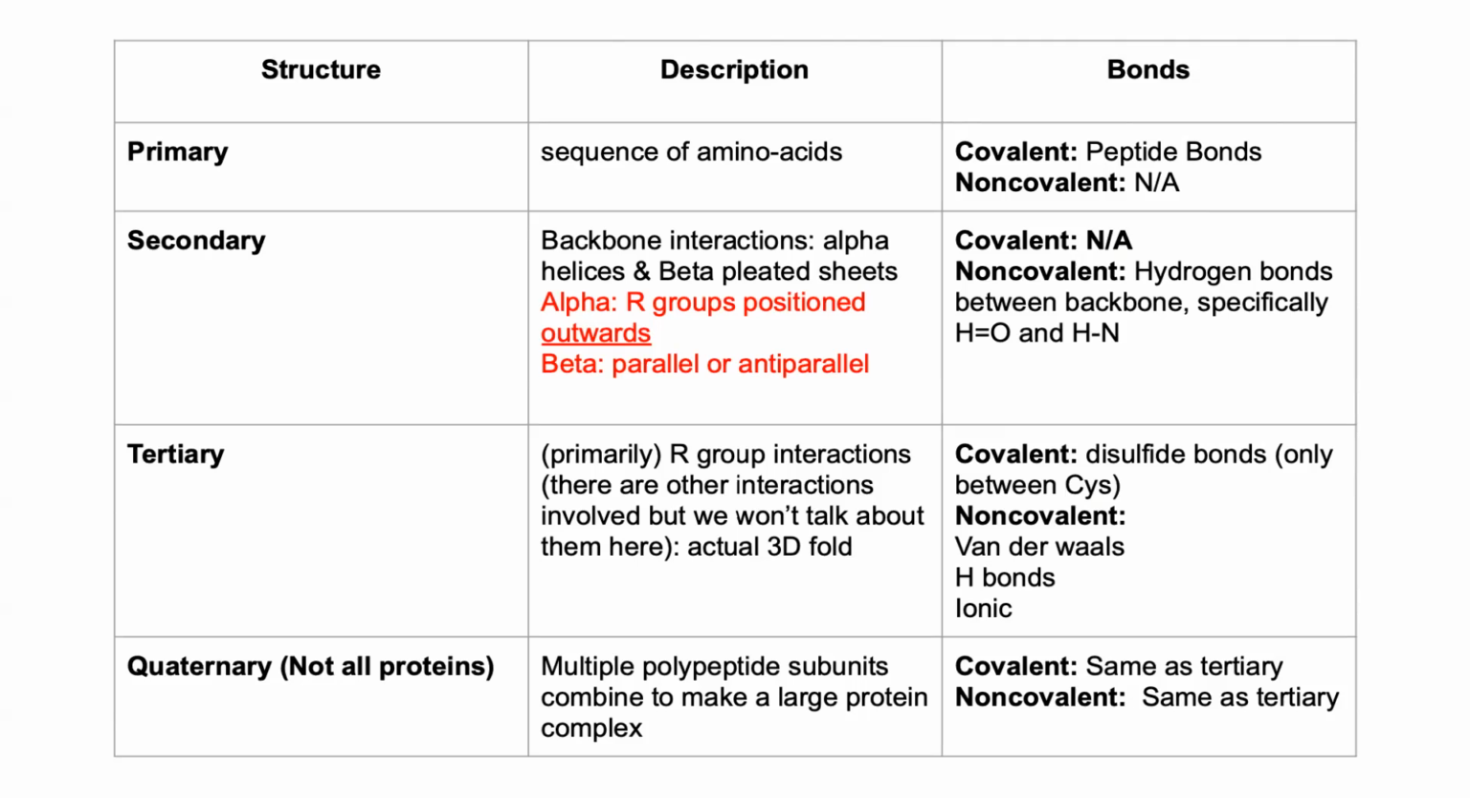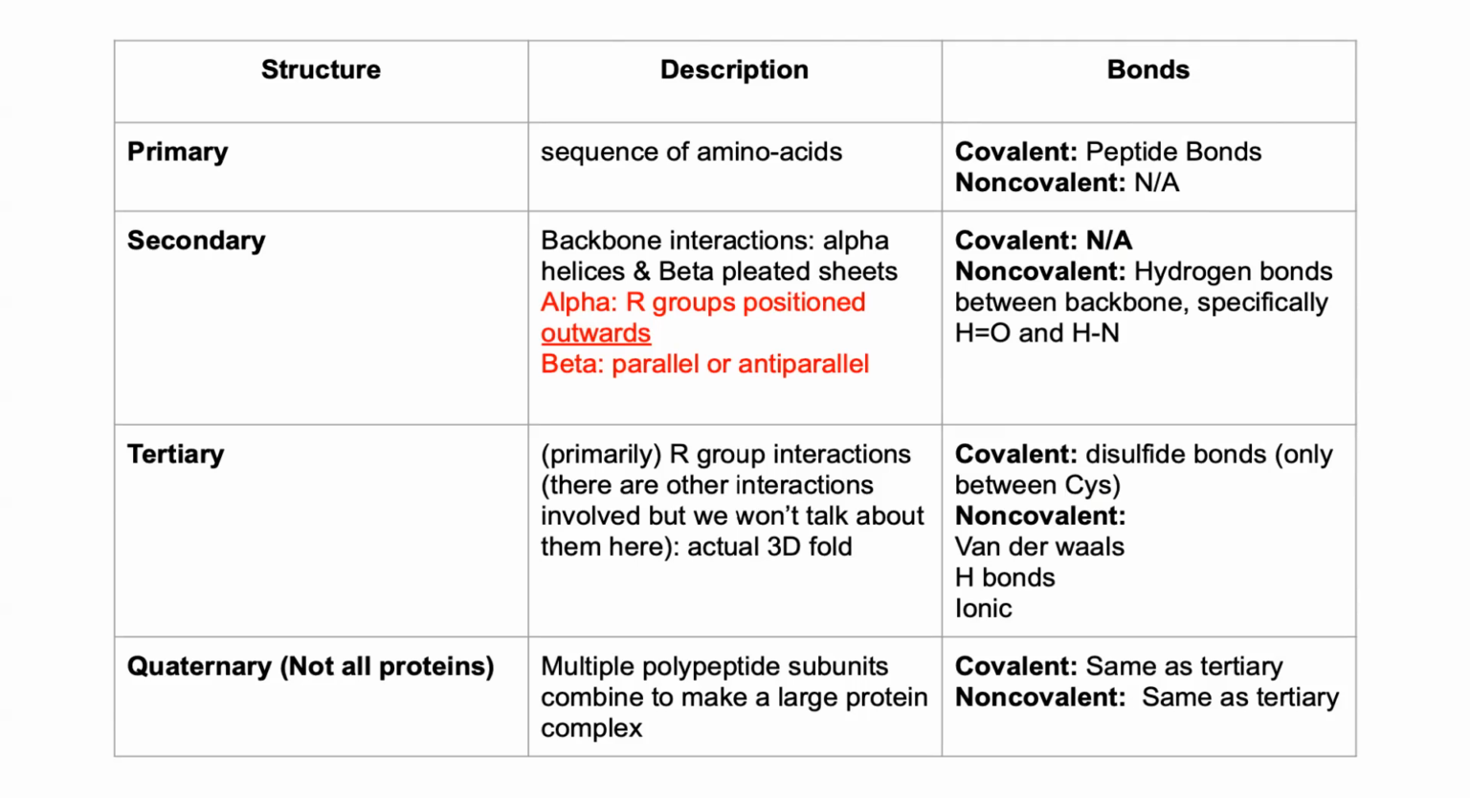Tertiary structure, here you see your R group interactions, and then you see a variety of different bonds. Your only covalent bond is your disulfide bridges between the sulfur of cysteines. And you also have hydrophobic interactions, van der Waals interactions, hydrogen bonds, ionic bonds, and then the ion-dipole bonds that we mentioned earlier.